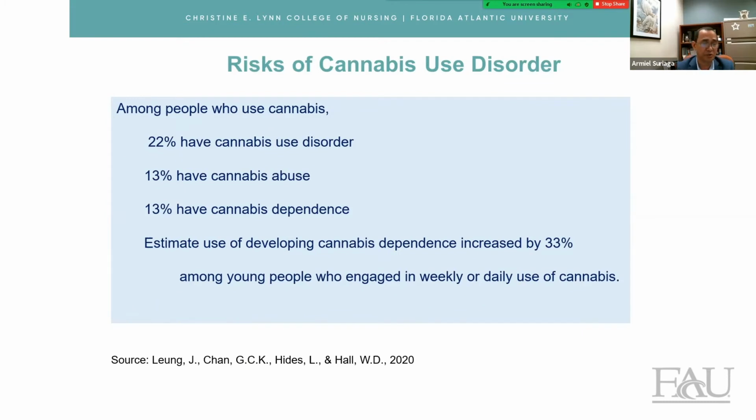In this study, a systematic review conducted by Leung and colleagues in 2020, they say that among people who use marijuana, 22% have cannabis use disorder. They included 21 studies in this systematic review out of 1383 articles that they reviewed. They found that 22% have cannabis use disorder, 13% of those who use cannabis resulted in cannabis abuse, and 13% have cannabis dependence. And for young people who engage in daily or weekly use of cannabis, there is an increased risk of 30% of developing cannabis dependence in that age group.